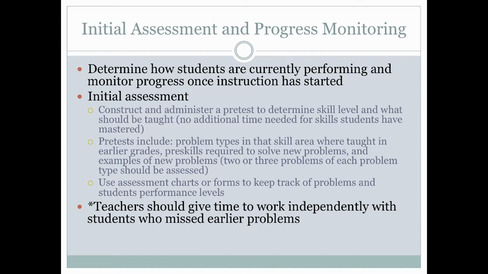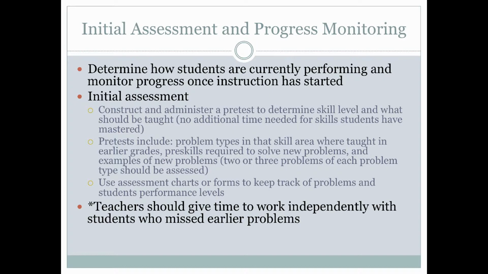So in that initial assessment, we're going to develop a pretest based on the skill level and what's going to be taught. We don't need to spend a great deal of additional time for skills students have already mastered. What we're looking at is what are those skills that are necessary. So you remember you reverse engineered this during your planning stage, and you know these are the skills that they need to have. Okay, so now how many of them do they have? Because clearly, if they've got them all, then we move on.